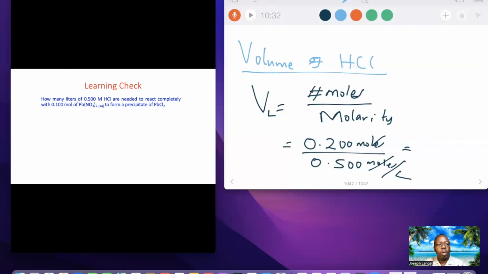So 0.2 divided by 0.500. Okay, I have here 4. No, it's 0.4. It's going to be 0.4 liters. So how many liters? Yes, we are looking for liters, not mL. All right. The question is how many liters? So we just have to go with the volume in liters.